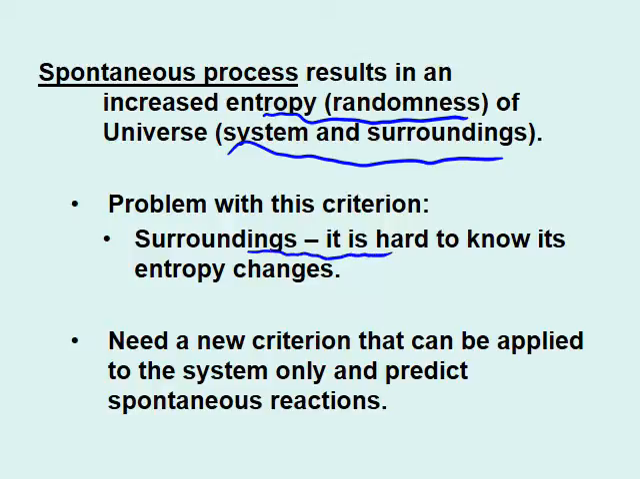About the surroundings, it's very hard to know entropy changes within the surroundings, because there are so many things around the system that make up the surroundings. So it's very hard to keep track of entropy changes or randomness changes in surroundings. So scientists thought about a new criterion that can be applied to the system only. That means without taking into account surroundings. And that's why we need to define a new quantity.